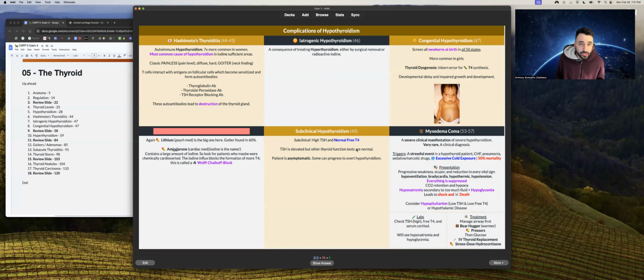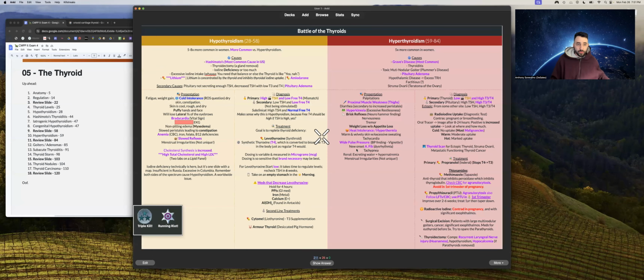Bottom left here of complications of hypothyroidism. Oh, this is simply just medication. So lithium and amiodarone, big ones there. You want to know this Wolff-Chaikoff block for amiodarone. Could be an easy question. Low voltage EKG for hypothyroidism. Makes sense. Everything's low there.